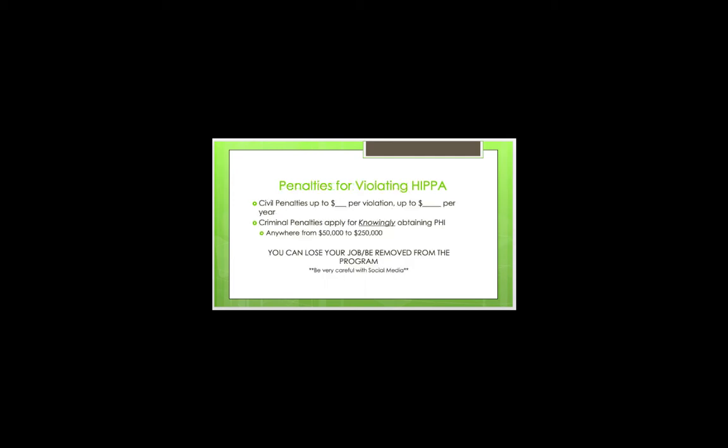So HIPAA is taken very seriously. Violations can come with some pretty severe consequences. Civil penalties can reach up to $100 per violation and up to $25,000 per year. Criminal penalties can range between $50,000 and $250,000 depending on the nature of the violation. You can also lose your job or be removed from this program, absolutely. So it pays to be really careful.